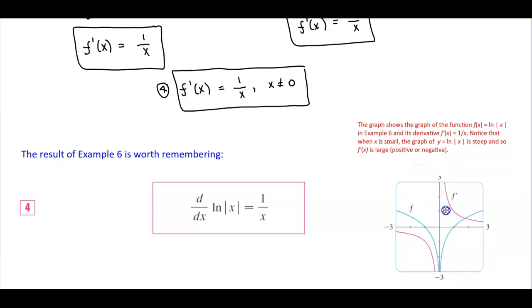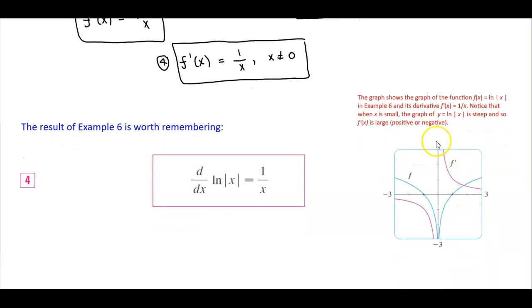And now let's take a look at what this graph looks like. The graph shows the graph of the function f of x, which is equal to the natural log of x, which is in blue in this example, and its derivative f prime is 1 over x. So notice that when x is small, the graph of y is equal to the natural log of the absolute value of x is steep. And so f prime of x is large, positive, or negative.